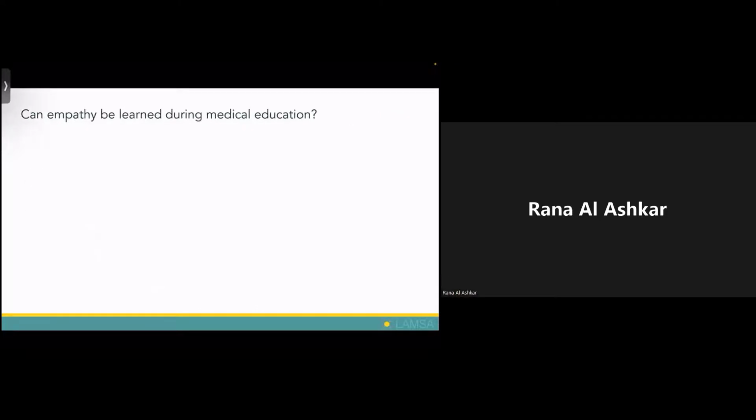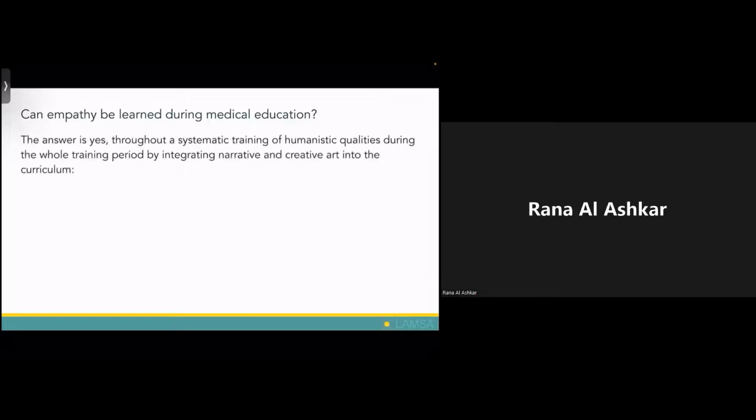So can we learn empathy in medical school? What we said before is that on a personal level, yes, you can learn empathy. You can become more empathetic because it's a learned behavior. You can just train yourself to be more empathetic. How to do it in medical school? It has to be something on a larger scale, and it has to be correlated with the general education. It's not personalized. Studies also worked on this, and they found that yes, if we follow what we call a systematic training of humanistic qualities, residents and medical students will become more empathetic.